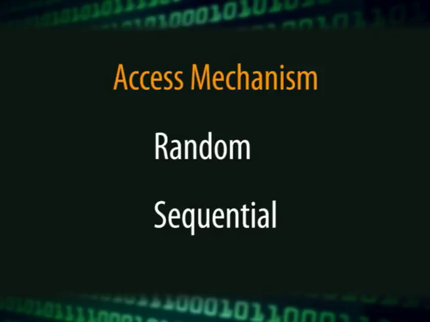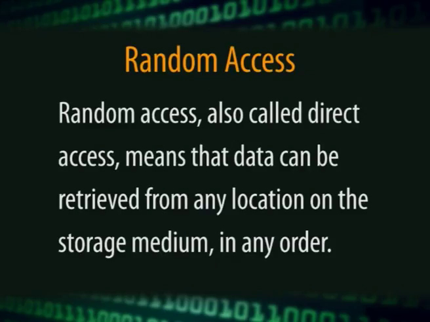There are two basic access methods which are available. One is random and another is sequential. The random access, also called direct access, means that the data can be retrieved from any location on the storage medium in any order.